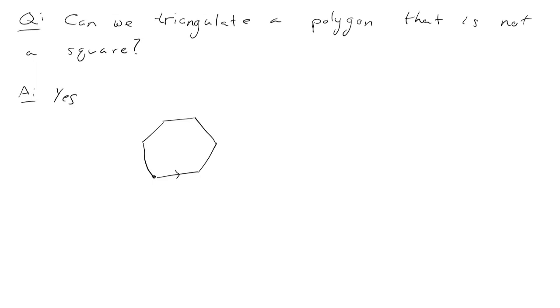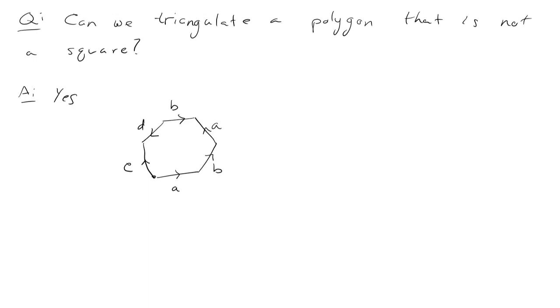Maybe this guy will be A. This will be B. We'll call this guy A. We'll have B going in the other direction. Maybe a D. And going in the other direction, a C. Okay, so the question is, can we triangulate this? And the answer is going to be yes.